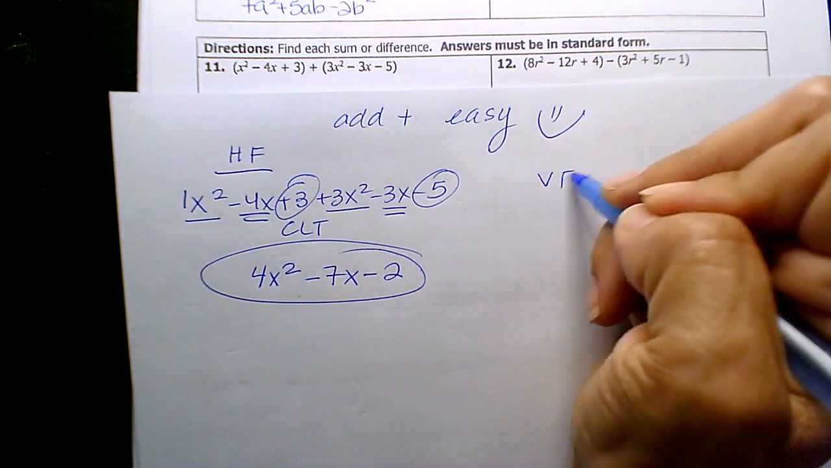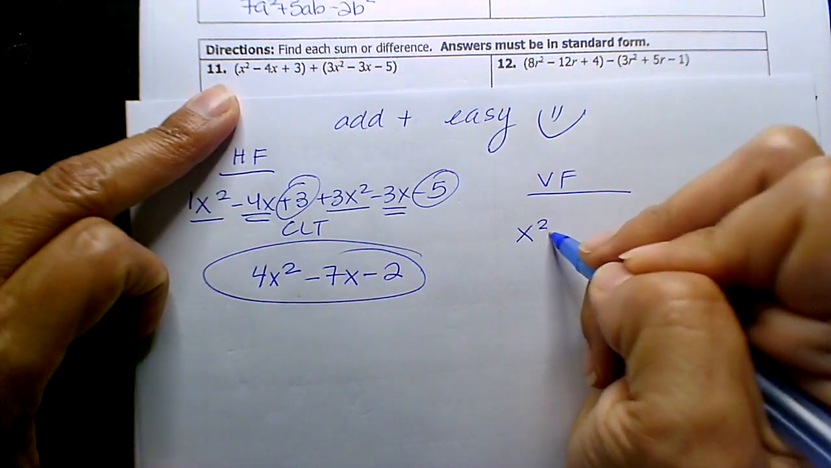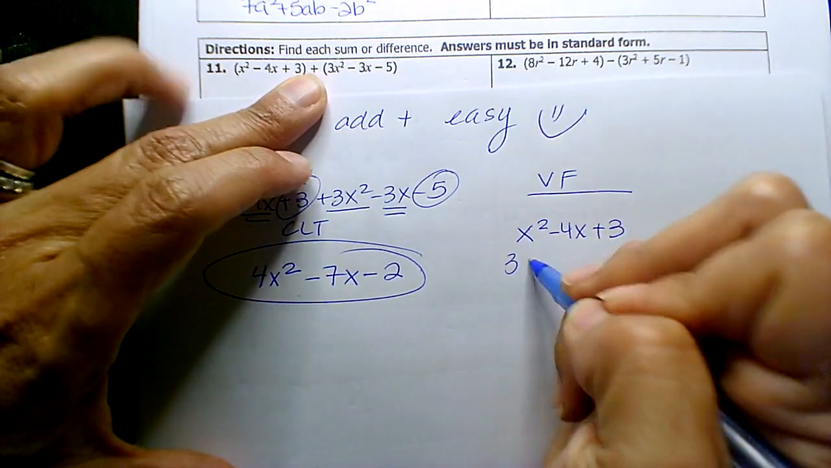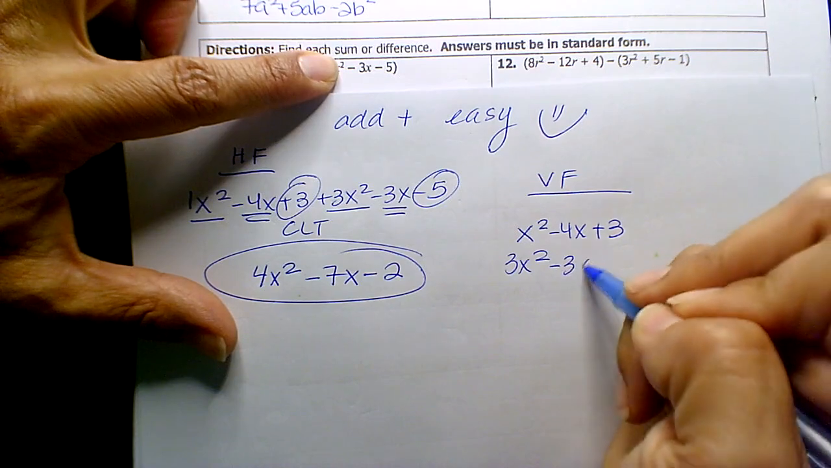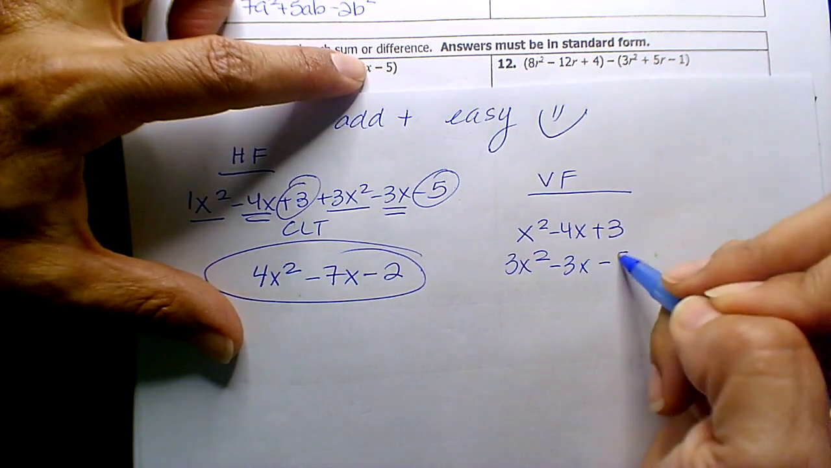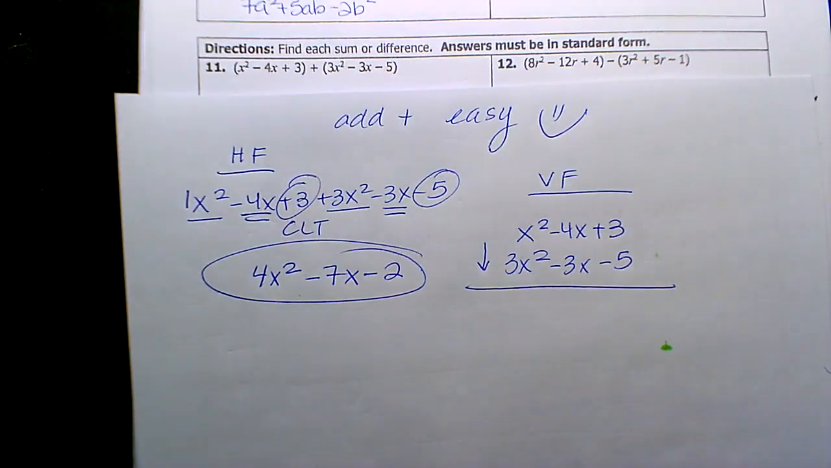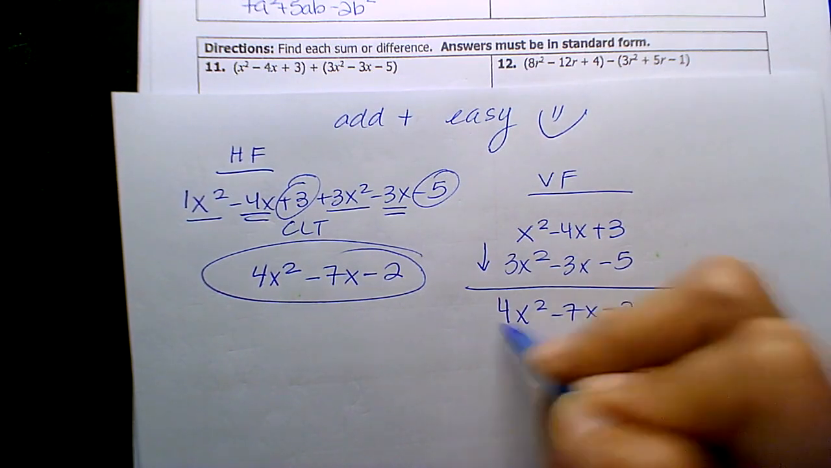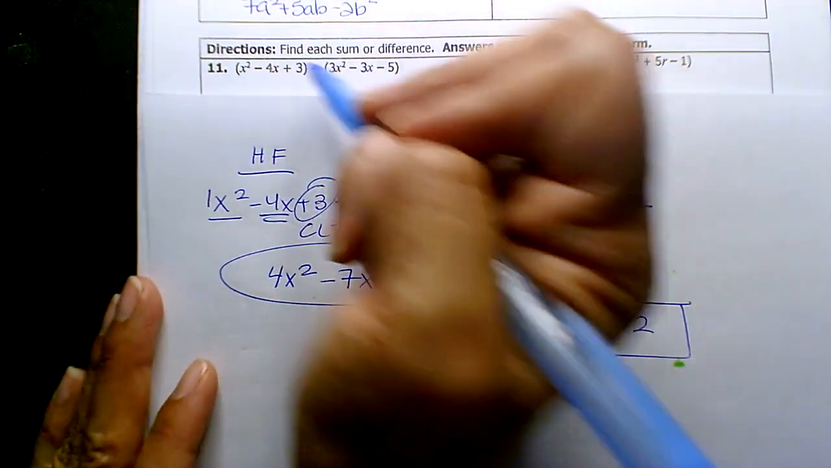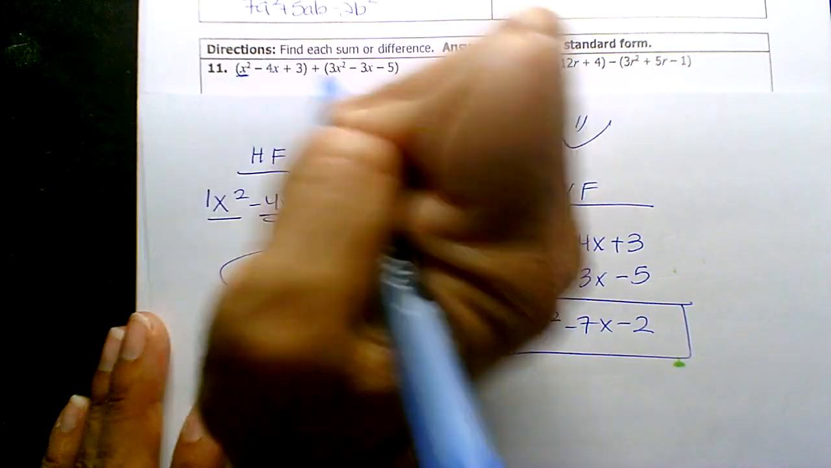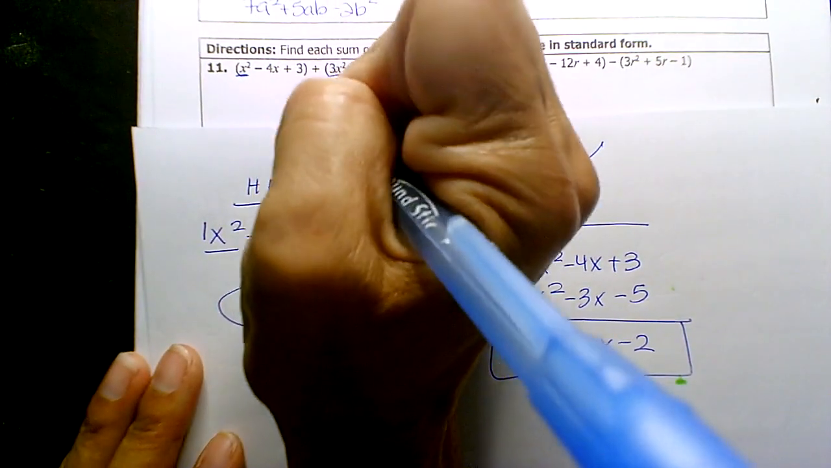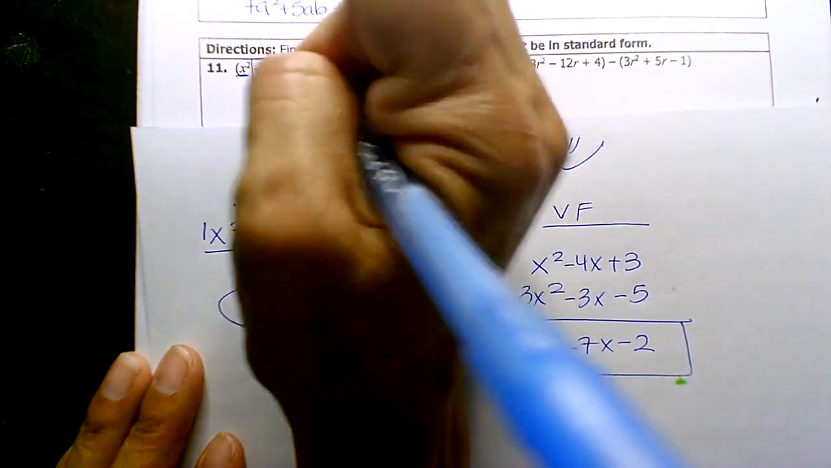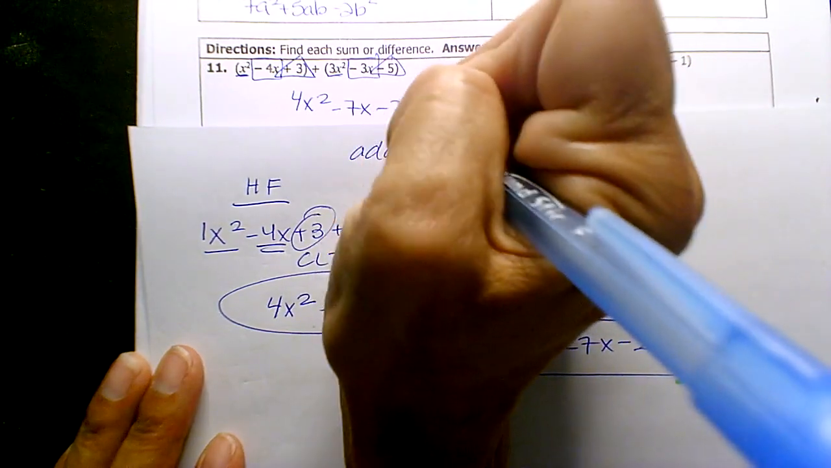If you want to do the vertical format, you could rewrite the problem and you can stack. So that's 3x squared, this is an x squared, minus 3x. I'm going to line it up underneath, constant, and you can just go ahead and add downward. 4x squared minus 7x minus 2, right? And then I have some students that like to underline, and so they'll go 4x squared, and I have kids that will box, and they'll get minus 7x, and then I'll have kids that'll triangle minus 2.